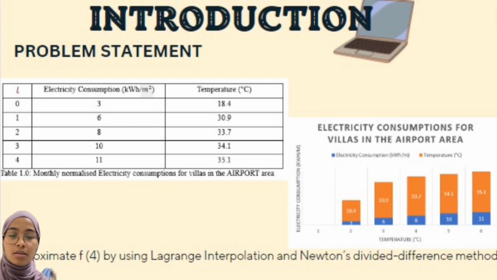So the question we need to solve is to approximate F4 by using Lagrange interpolation and Newton's divided difference method.